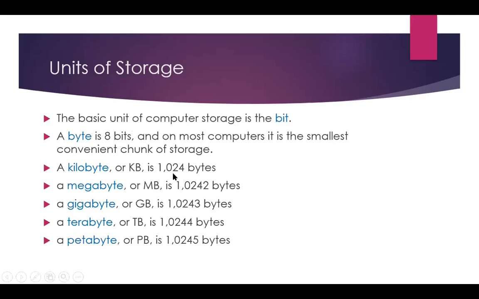And 1024 bytes is a kilobyte. And similarly, this is a typing mistake. It is 1024 to the power 2 is a megabyte. Then 1024 to the power 3 is a gigabyte. Then 1024 to the power 4 is a terabyte. And 1024 to the power 5 is a petabyte. So these are the units of storage.